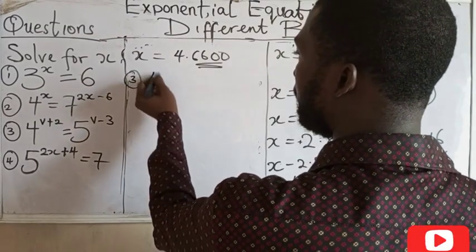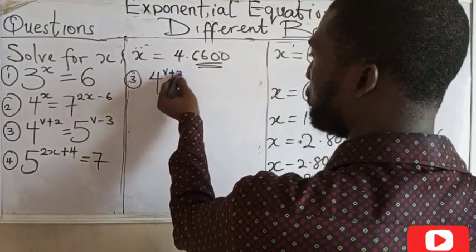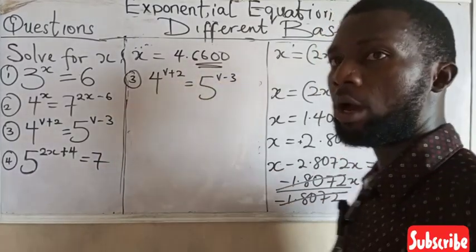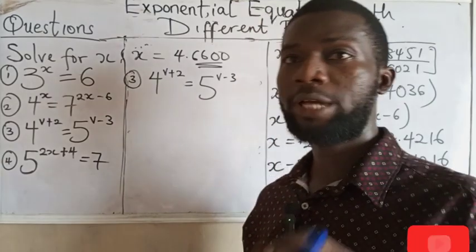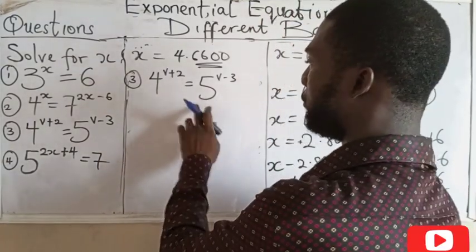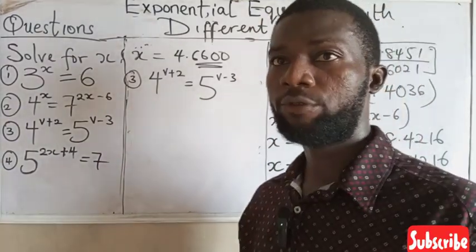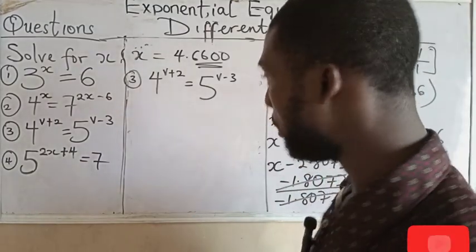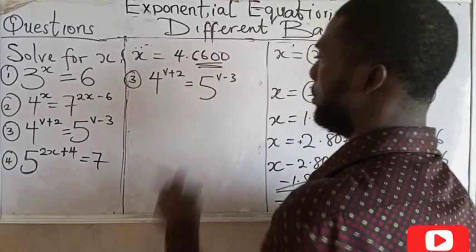Number 3, we have 4 raised to power v plus 2 equals 5 raised to power v minus 3. So, you know what I want you guys to do? I want you guys to pause this video and solve this. Get your figures, your answers right, then come back to this. Alright, now let's proceed.